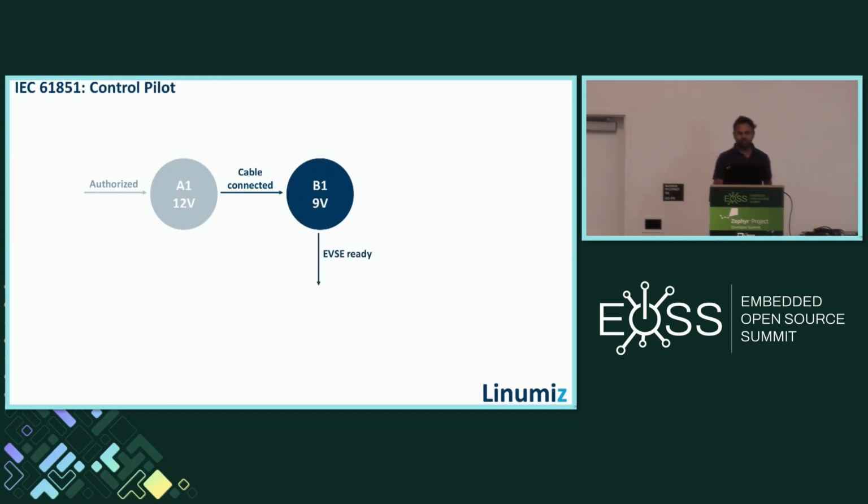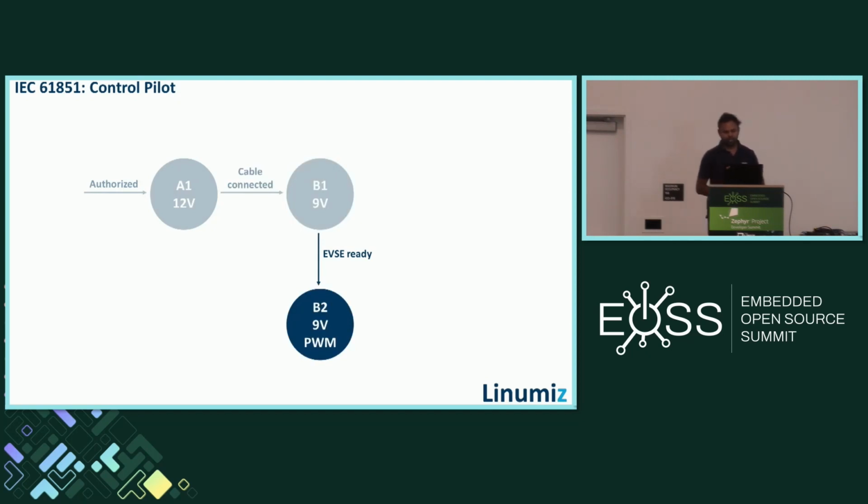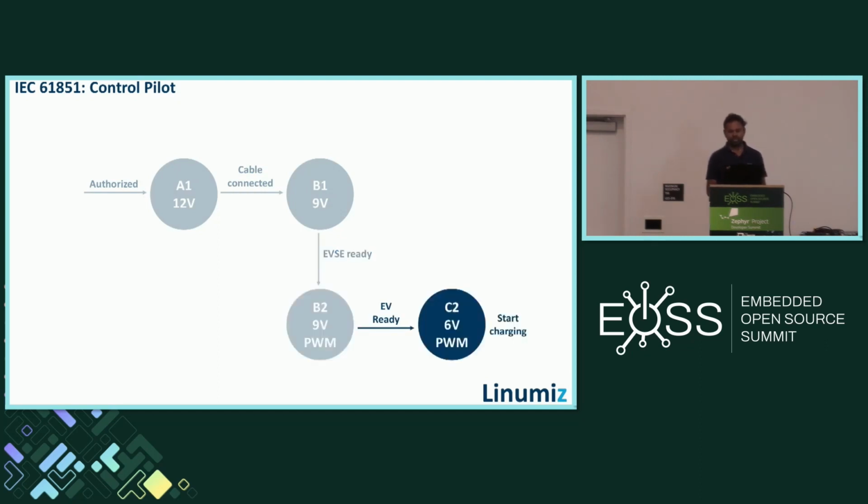By detecting that the cable is connected, the EVSE can prepare for charging, and it will notify the electric vehicle that it is ready to deliver the charging power. So the PWM signal is used with the 9 volts. After detecting the PWM signal, the EV will pull down the control pilot voltage to 6 volts.